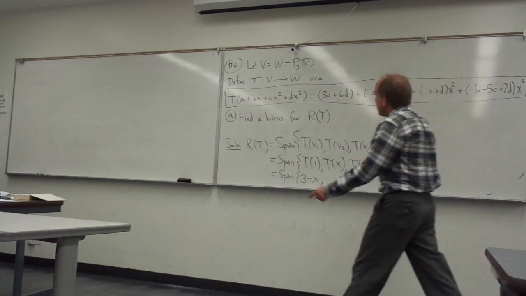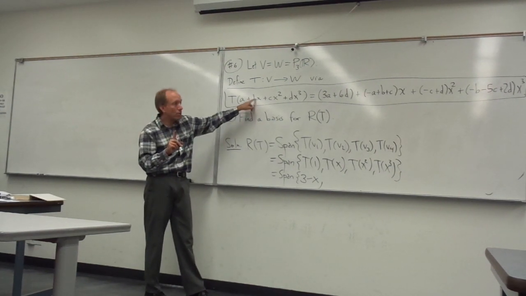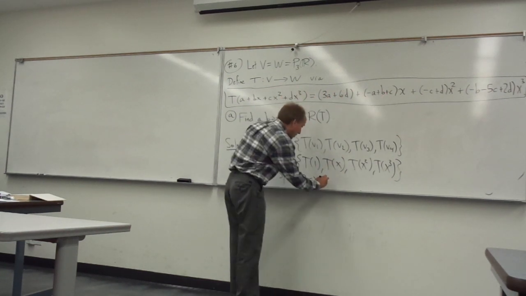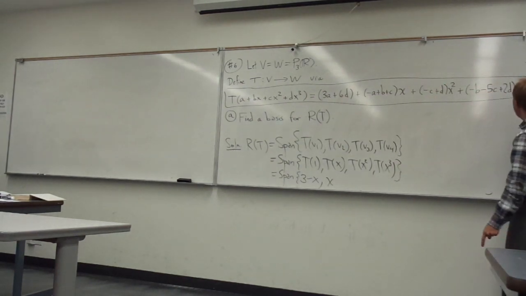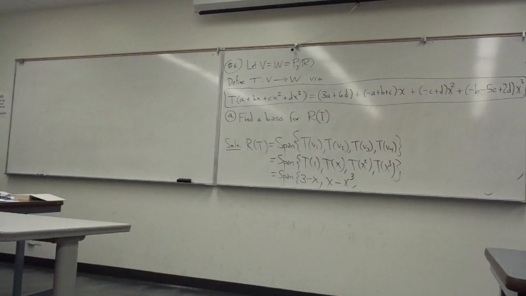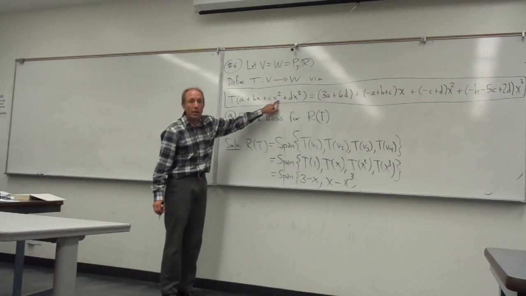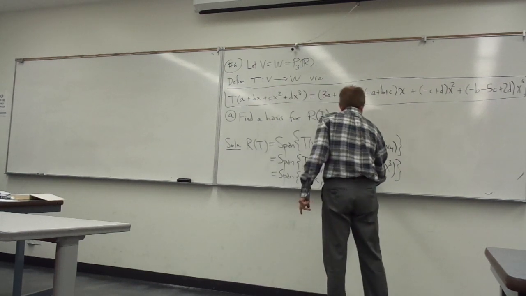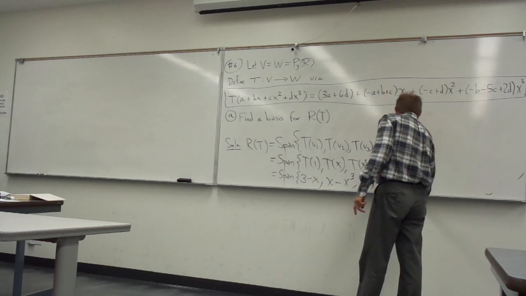Now to figure out T of x, I'm going to put a 1 for the b variable and a 0 for everything else. So where is my b over here? Right here I have a b, so this is going to give me x, and then over here I have another b with a minus, so minus x cubed. So x minus x cubed. Then the third one, T of x squared: for that I'm going to put a 1 for c, and it looks like I'm going to get x minus x squared minus 5x cubed.